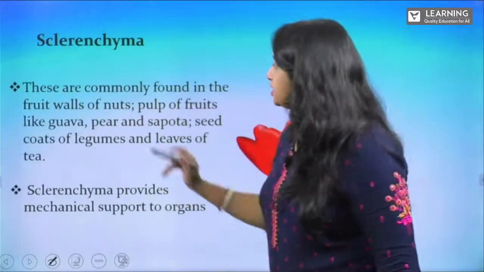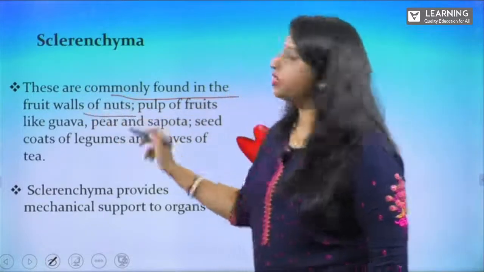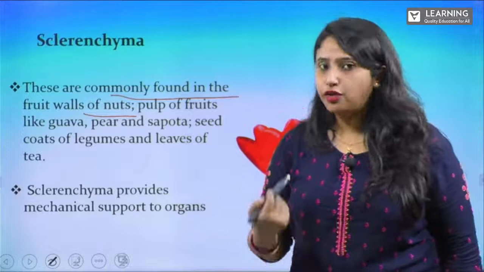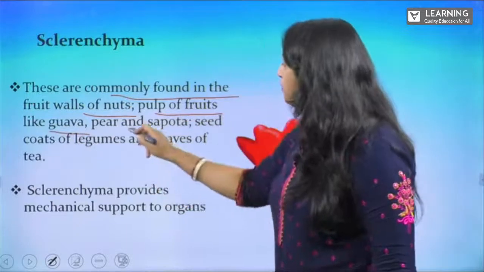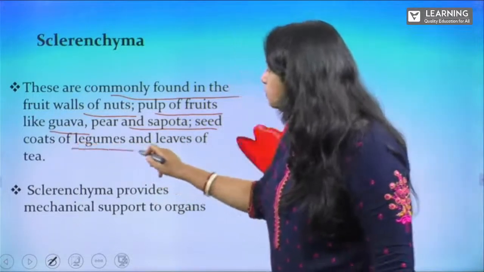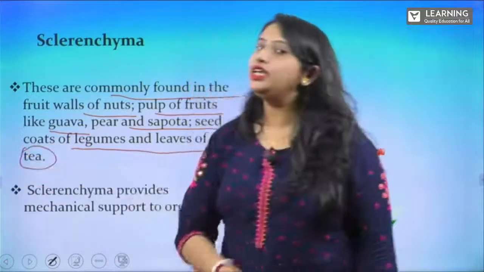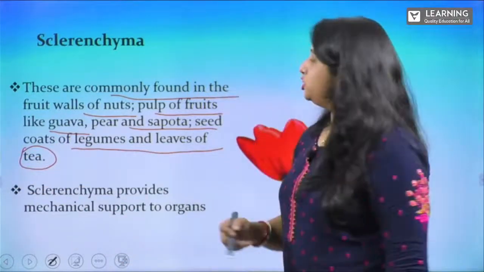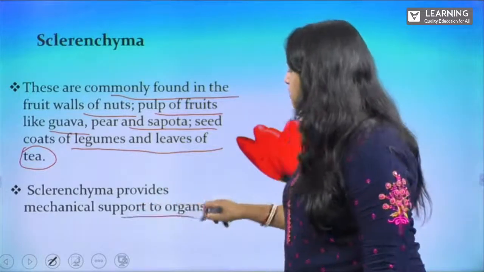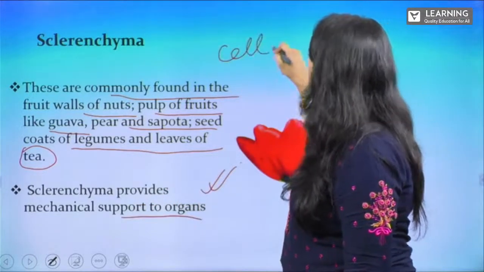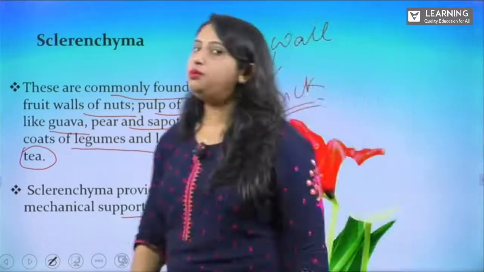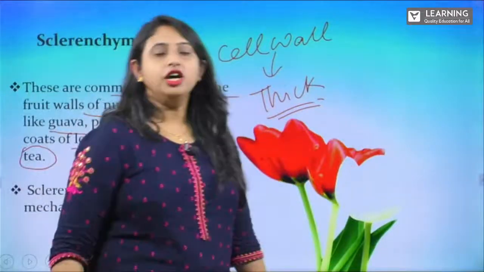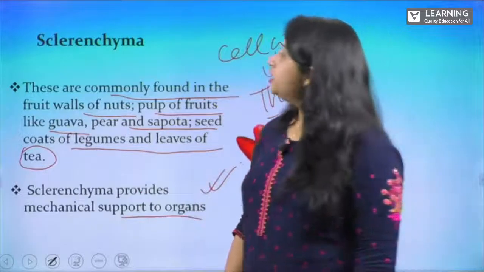The next characteristic is they are commonly found in the fruit walls of nuts, as I said in the example of almonds. They are found in the fruit walls of nuts, the pulp of fruits such as guava, pear and sapota, the seed coat of legumes and the leaves of tea. So in tea leaves also we find sclerenchyma tissues. Sclerenchyma provides mechanical support to the organs. As they have a very thick cell wall, it is responsible for providing mechanical support to the flowering plant. So we have learned about sclerenchyma cells so far.